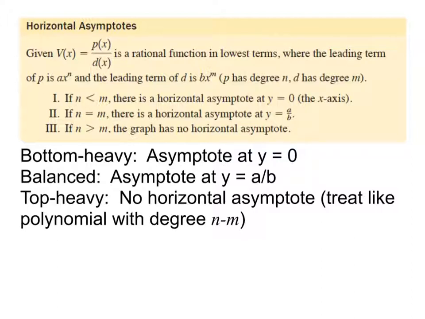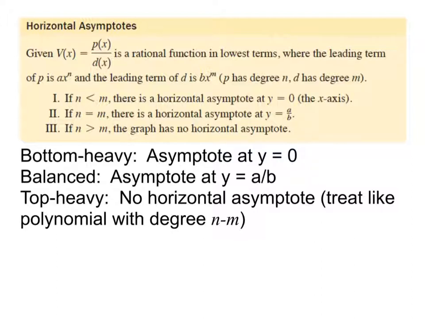So as you take a look at these, notice what it's telling us. Asymptote at y equals 0. Asymptote at y equals a over b. Y equals is a horizontal line, which is why I'm not specifying horizontal asymptote, because the equation tells us that this asymptote must be horizontal. And then if it's top-heavy, there is no horizontal asymptote. We saw that up here.